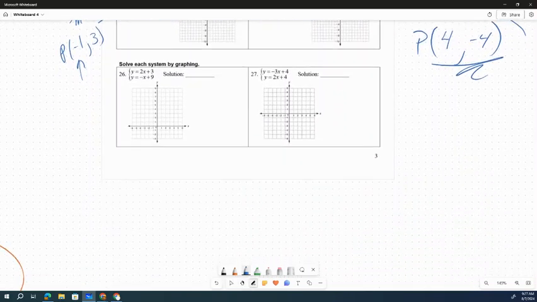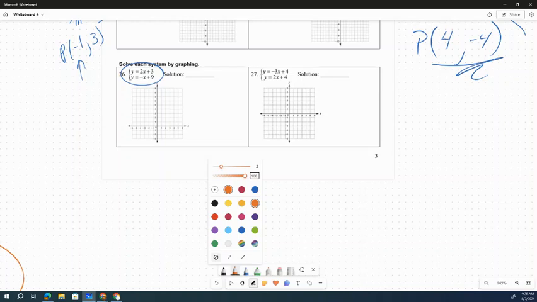This one, you are going to graph the two lines and find out where they intersect. There are lots of other ways to do that, like substitution or elimination. But they're asking you to graph it and then find the point of intersection. So I'm going to graph this line. To graph this line, my y-intercept is 3 and my slope is 2.